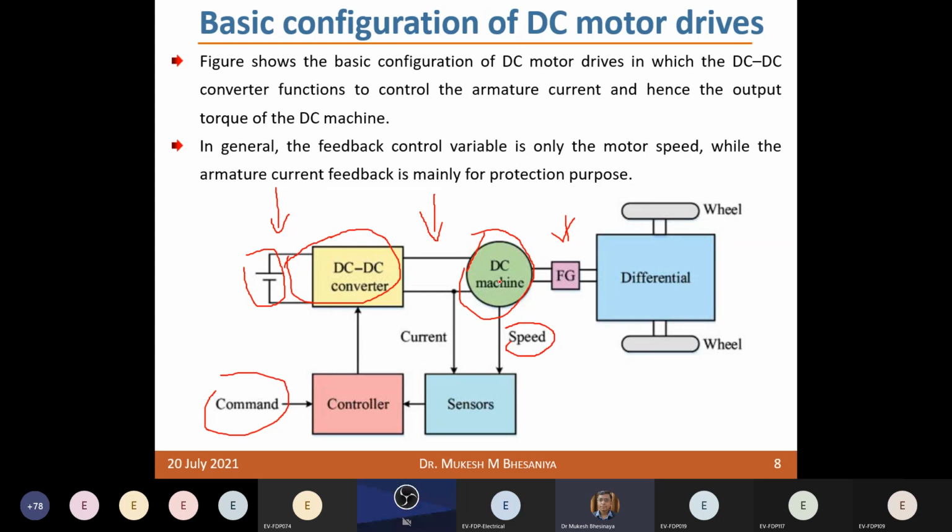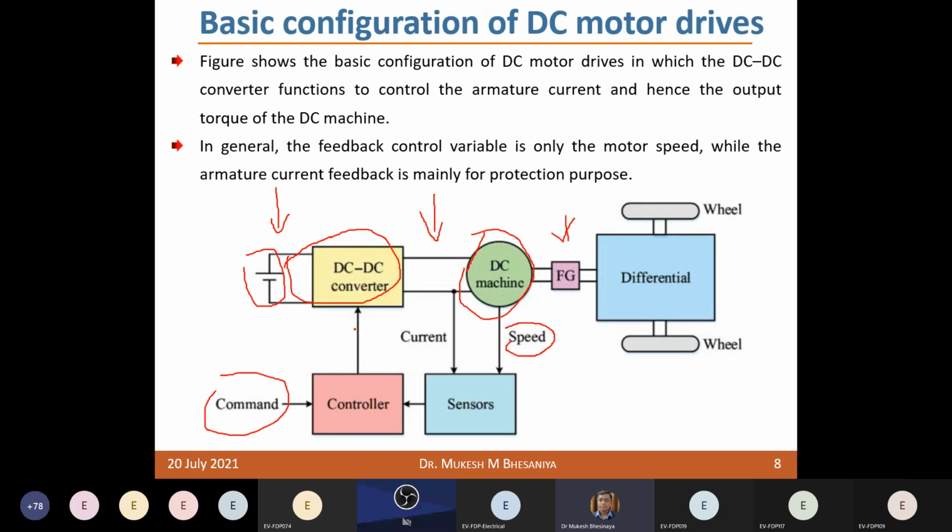One is what we call armature voltage control, and another is field weakening control. In the case of a separately excited DC motor, the field voltage is generally kept constant, and we vary the armature voltage with the use of this DC-DC converter. You can have another converter connected to the field for field weakening control, but they are controlled independently.